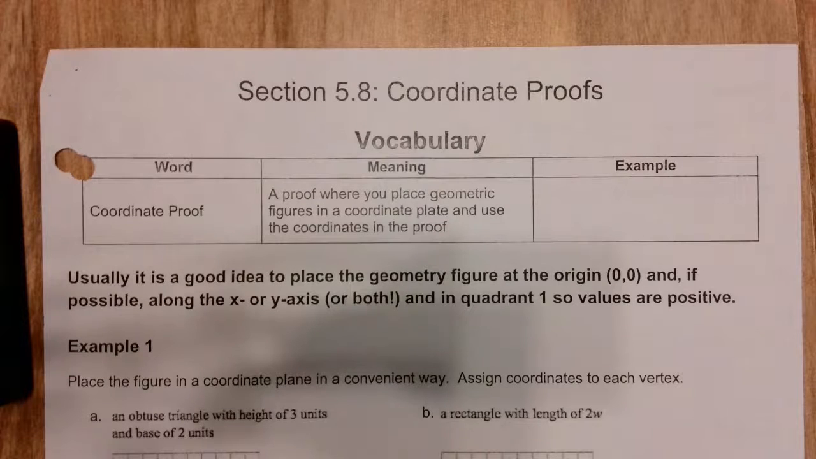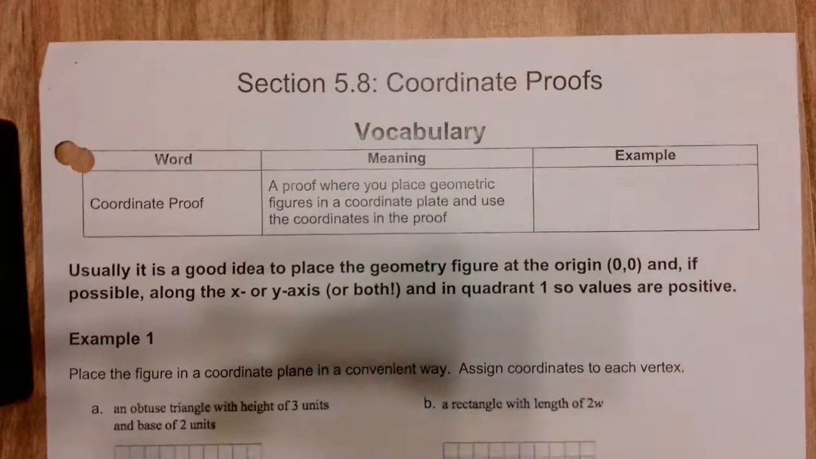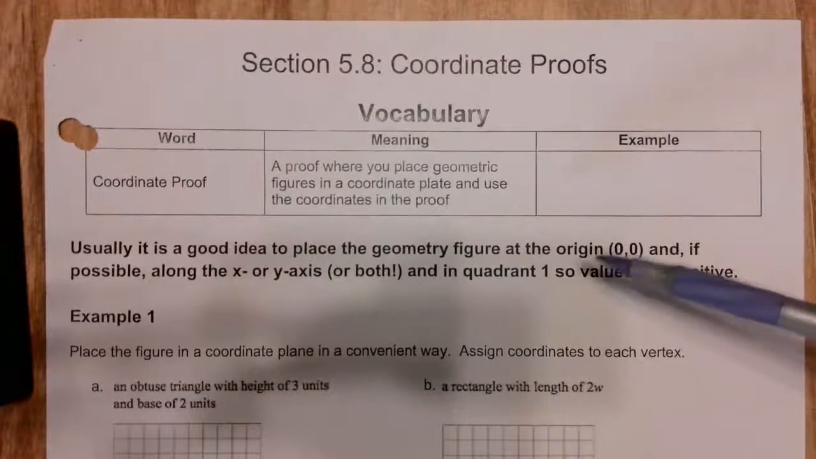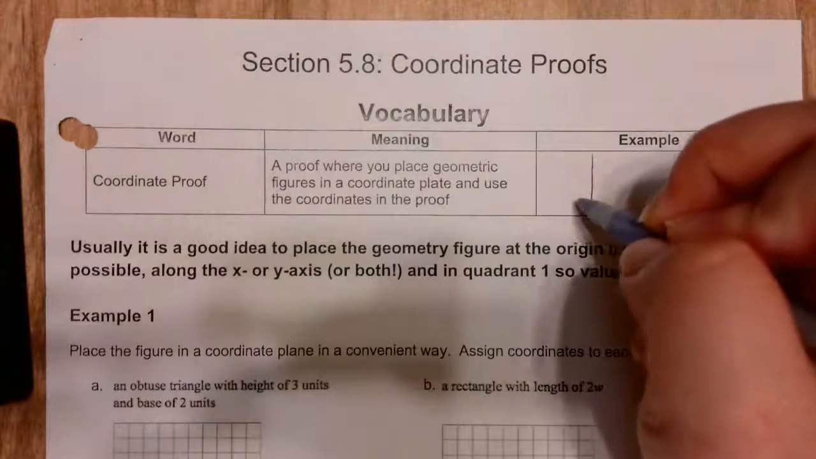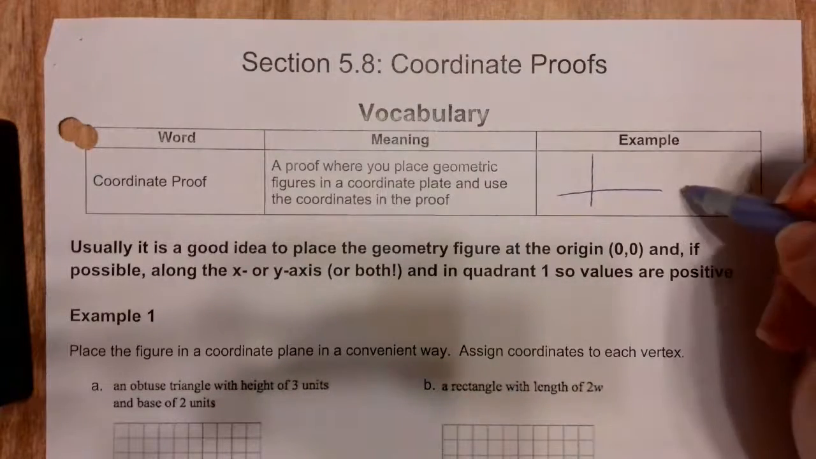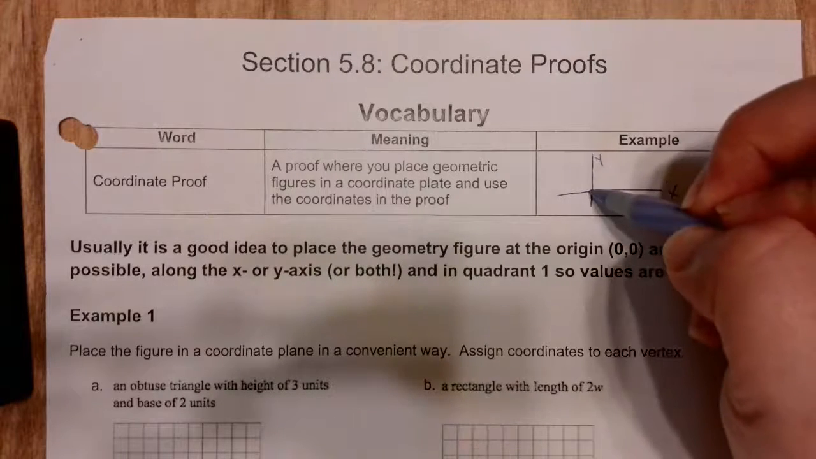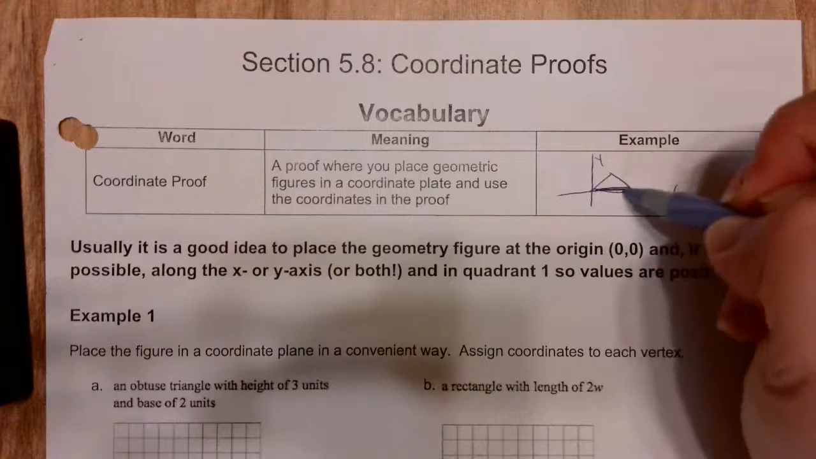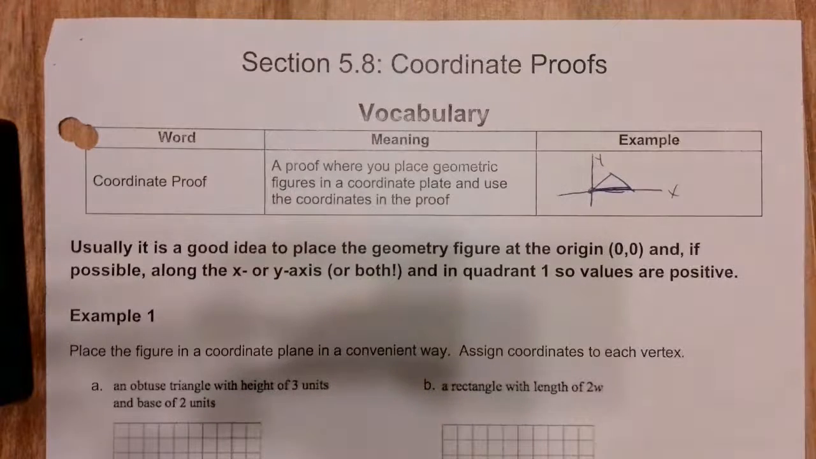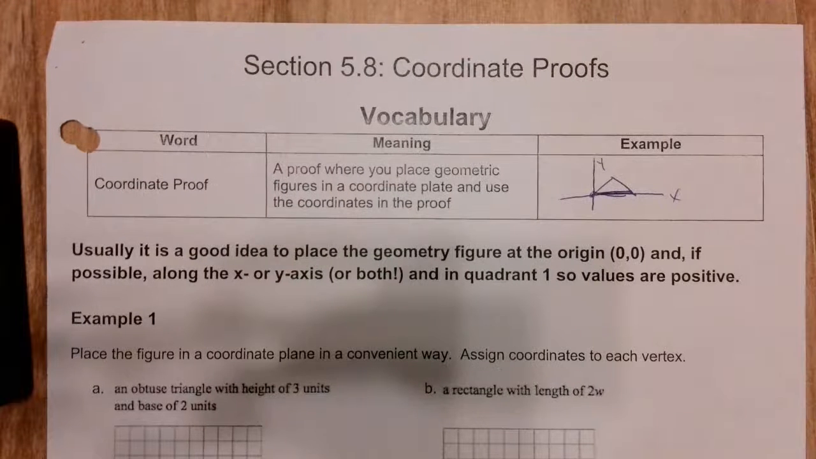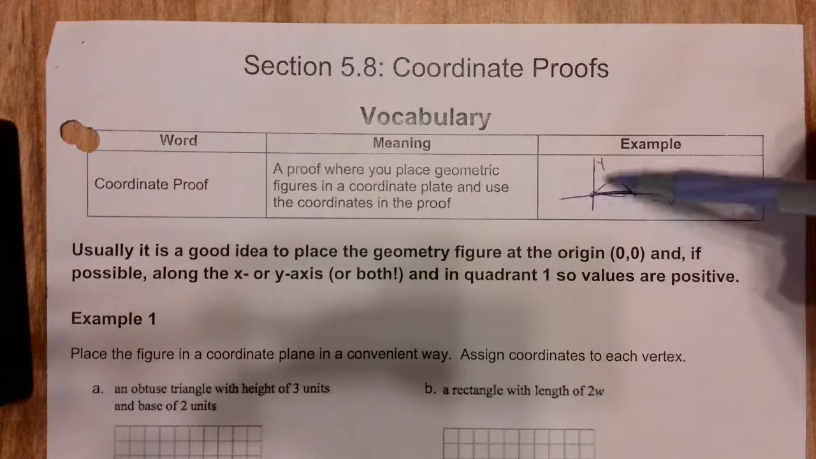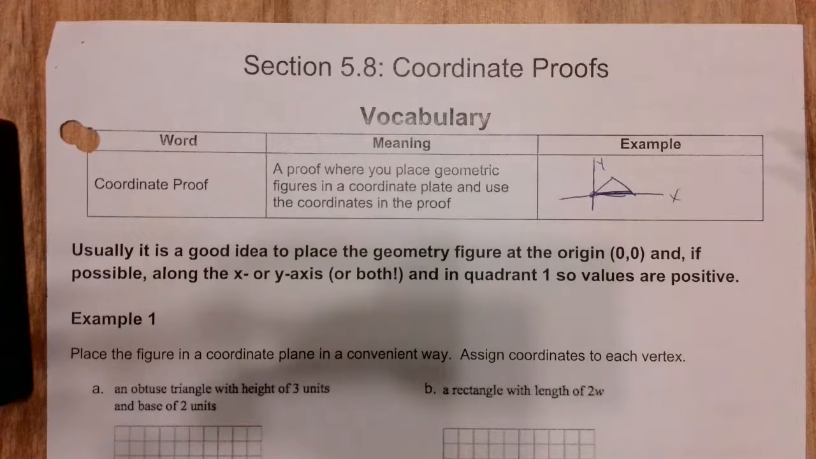A coordinate proof is where you actually have things on an X and Y axis, like a graph paper, and you use the numbers from the picture to help you with the proof. So it's a good idea, if you're going to take a picture, like here are your X and Y axes, and you were to put a triangle on your coordinate system, to put it on the x-axis starting from 0, 0. So if you can somehow position it so that a corner is at 0, 0, that's a good idea.